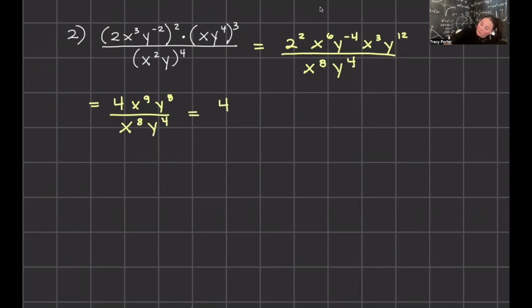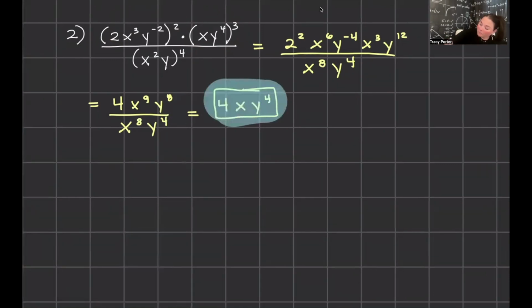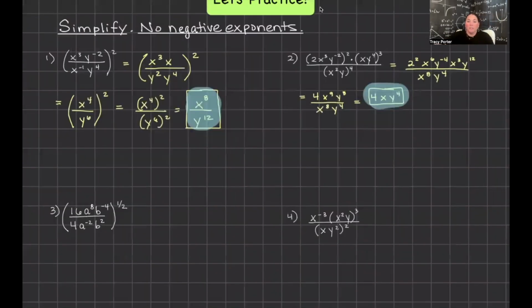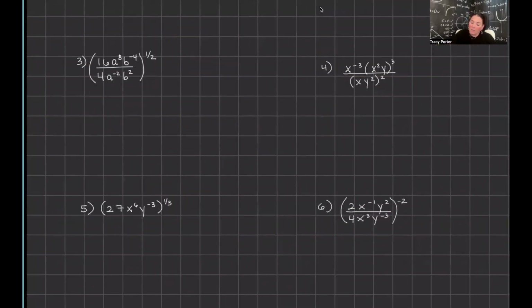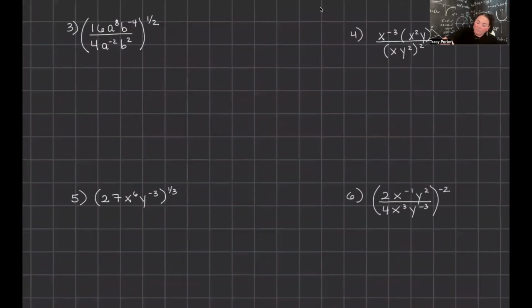And so we know we're going to have a positive x up top when you do 9 minus 8. And then when you do 8 minus 4, you're going to have a y to the 4th as well with that. So this is going to be our final answer for number 2. All right, so let's keep going on. Number 3.